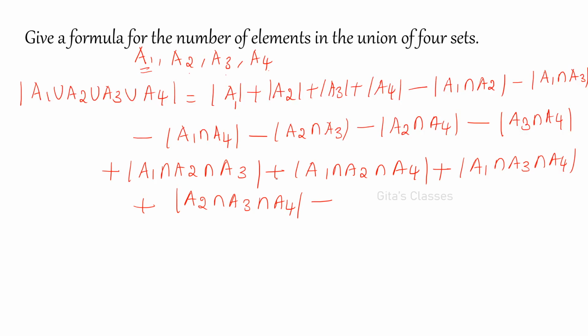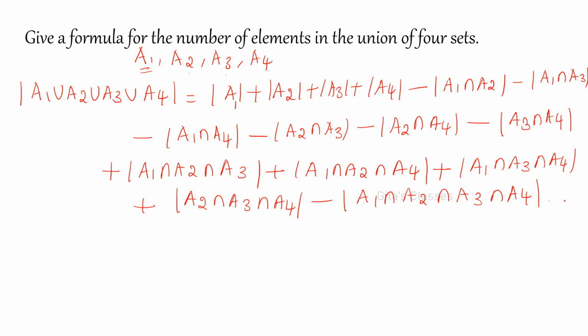Next is minus. We started with plus, then minus for 2 at a time, plus for 3 at a time, minus for 4 at a time. So A1 intersection A2 intersection A3 intersection A4.